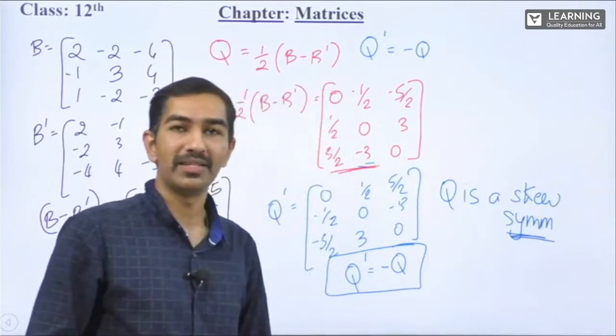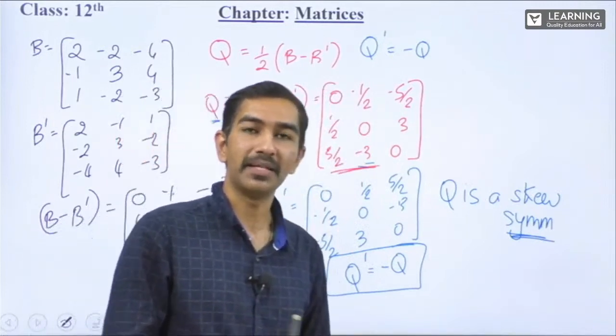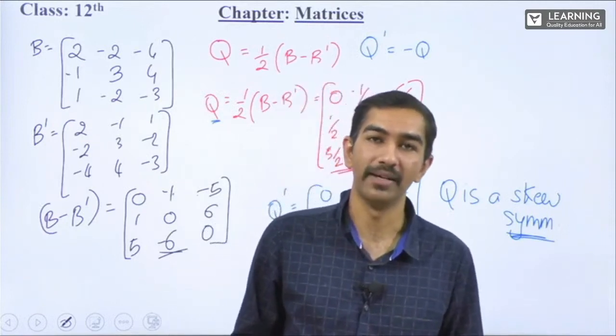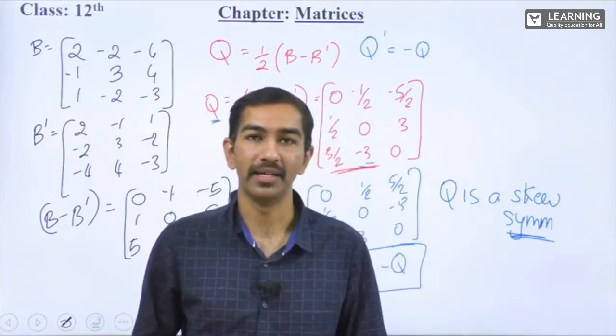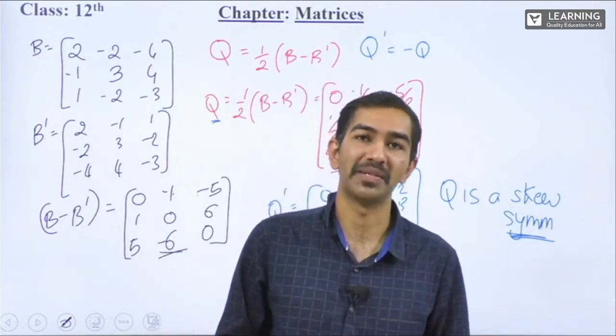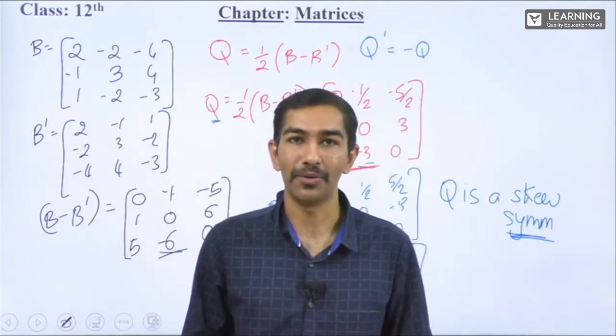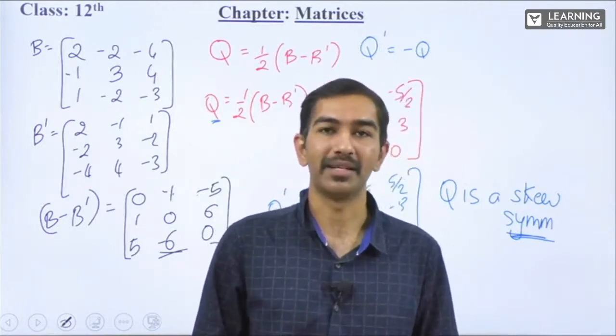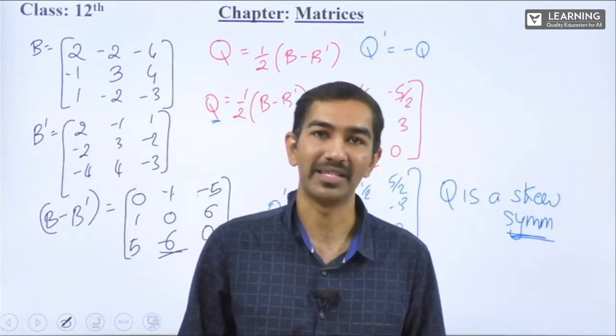Understanding, students. So this was our next topic, symmetric and skew symmetric matrix. Both have conditions to be satisfied to be called symmetric and skew symmetric matrices, and there are also formulas used to express the given matrix in terms of symmetric and skew symmetric matrices. I hope this is clear.